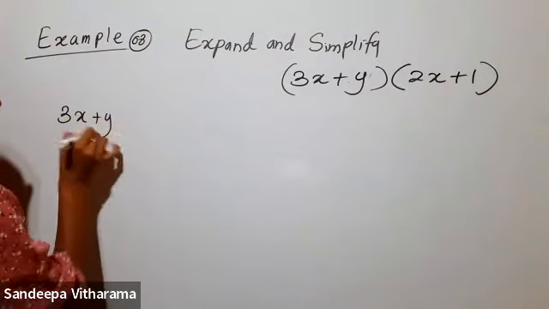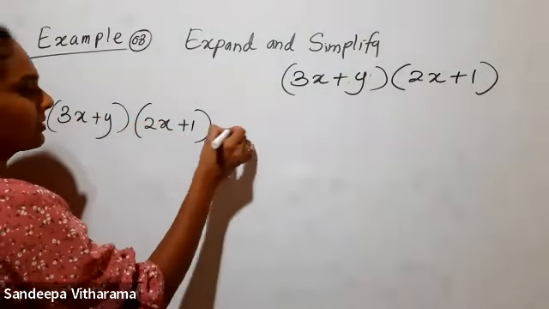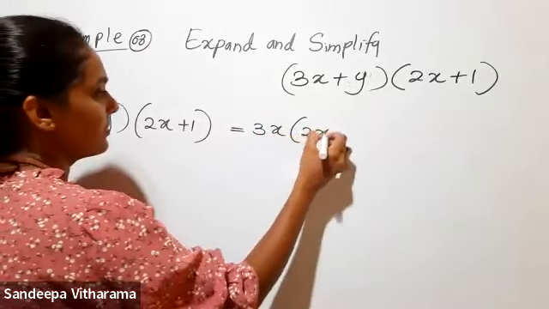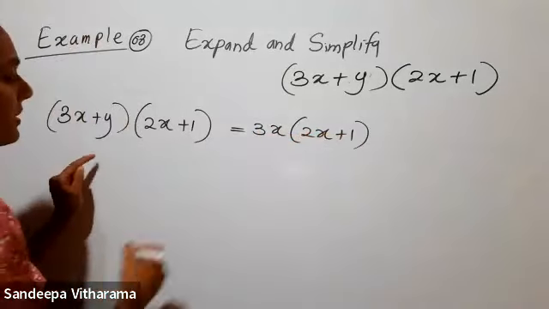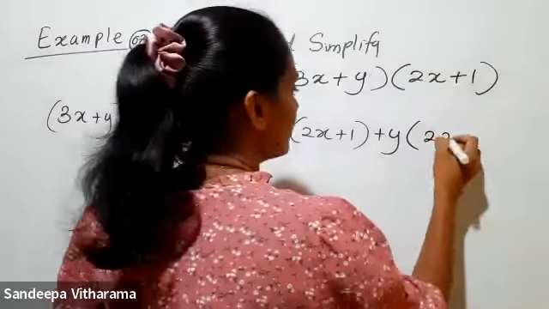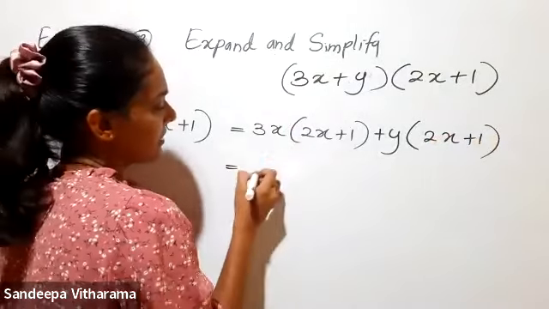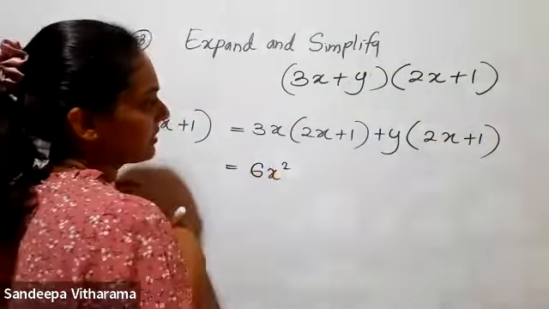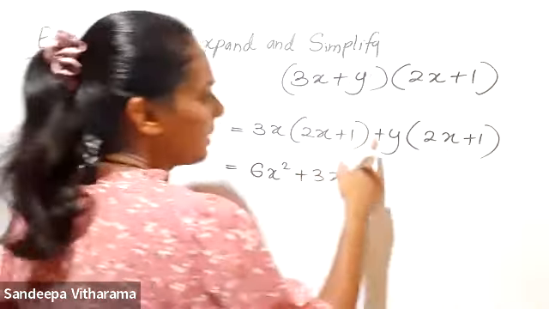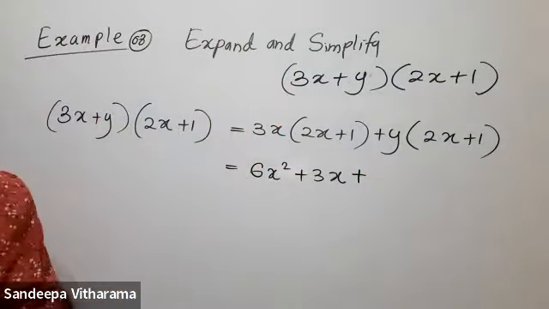3x added y, 2x added 1. Okay. Then 3x into 2x added 1. Then y into 2x added 1. Then 3x into 2x, it is 6x squared. 3x into 1, it is 3x. Y into 2x, it is yx into 2x.